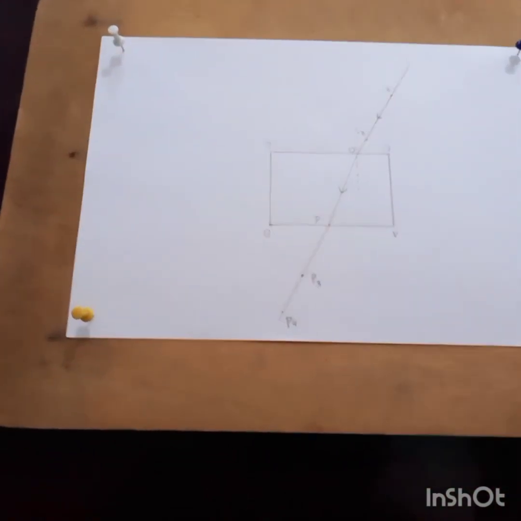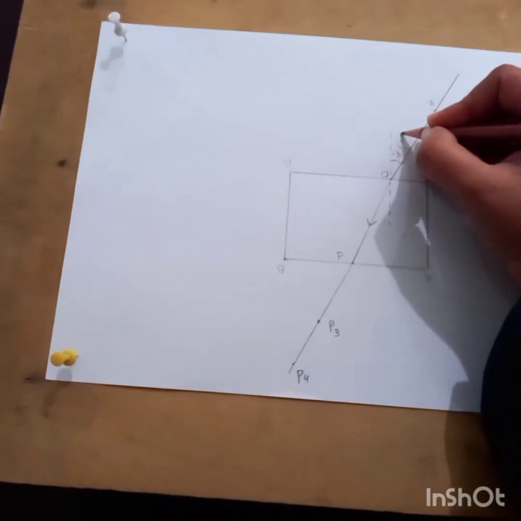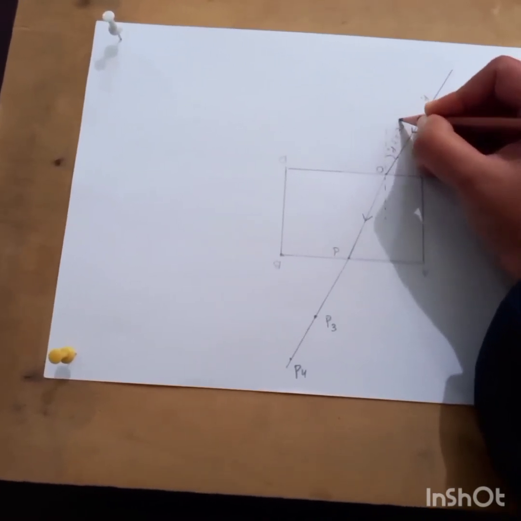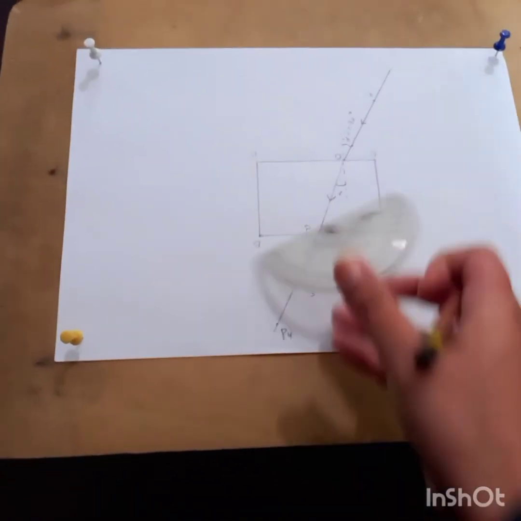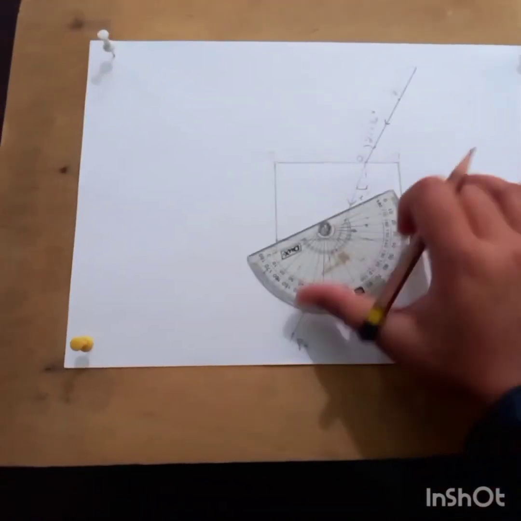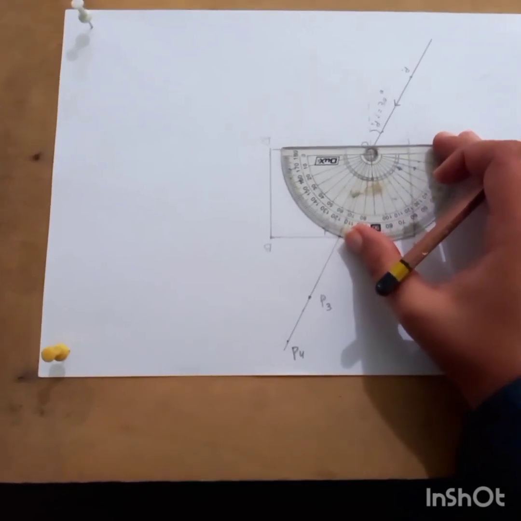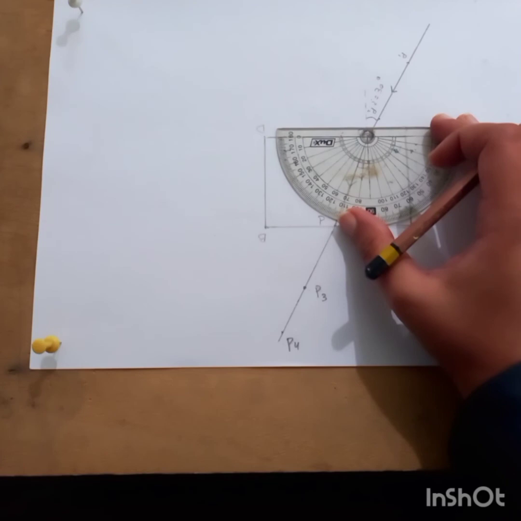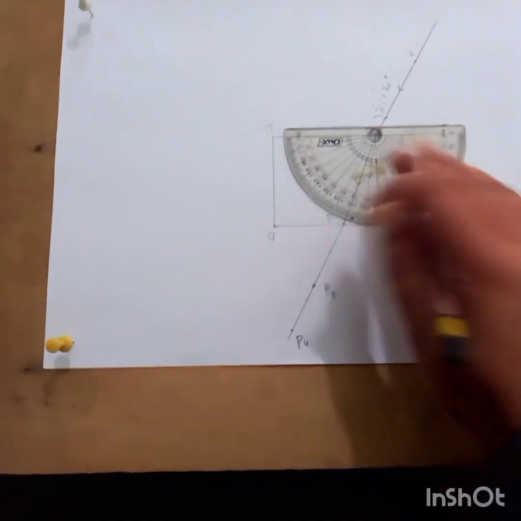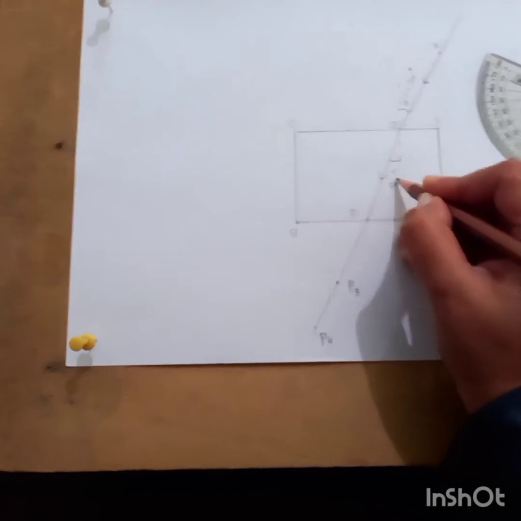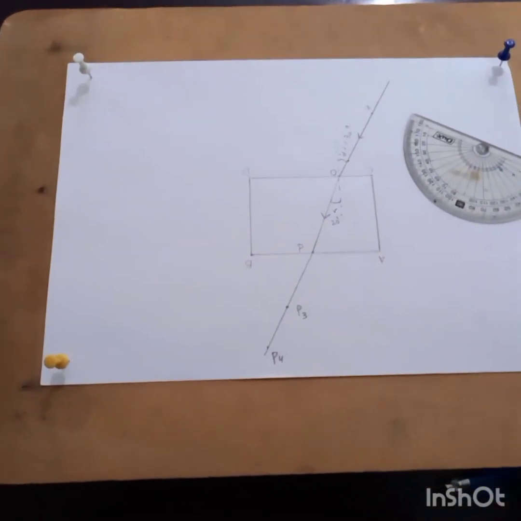So, what is the angle of incidence? It is the angle of incidence I. We have taken 30 degrees. This is the angle of refraction, which we can measure using this protractor, and that is almost 20 degrees. So that is less than the angle of incidence.